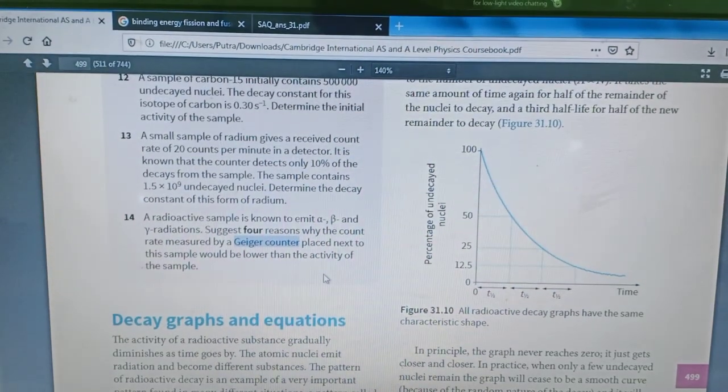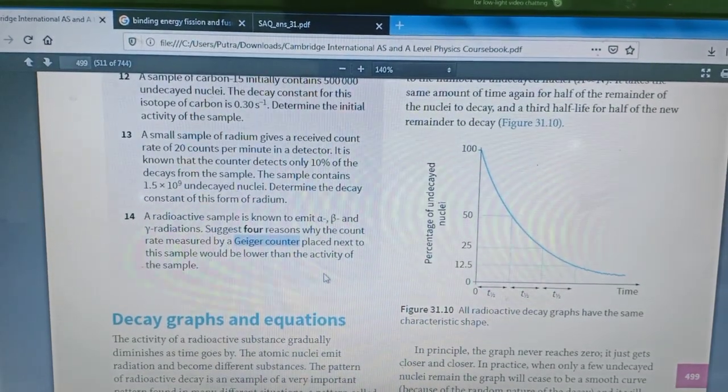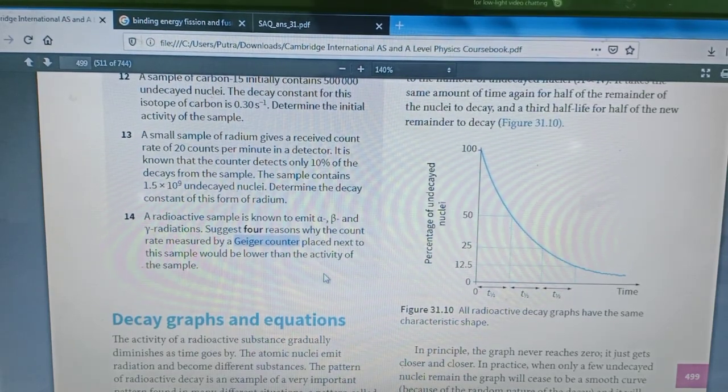Okay, that's all for today. For today, you need to do the questions in our textbook, page 499, numbers 12, 13, and 14.